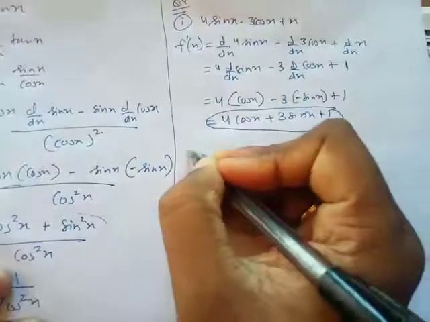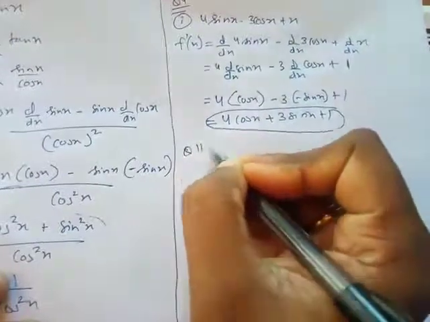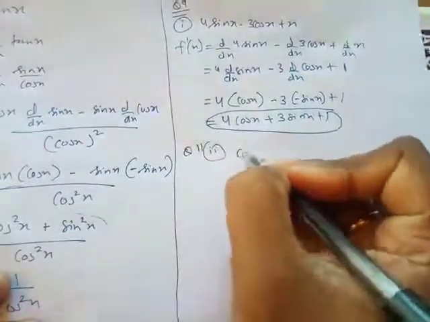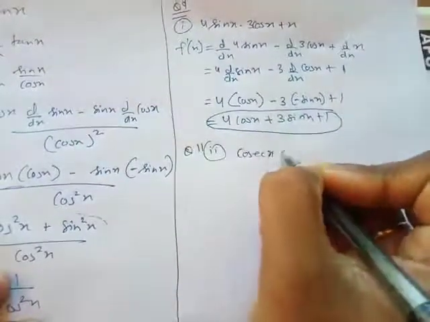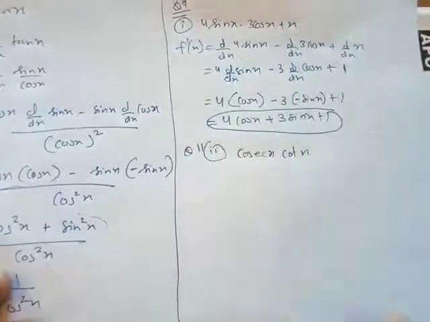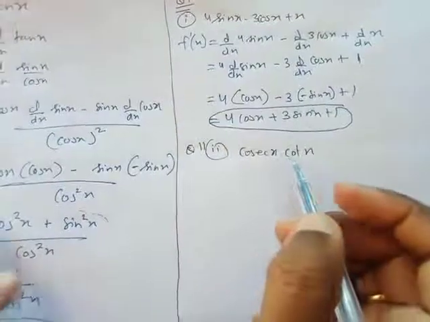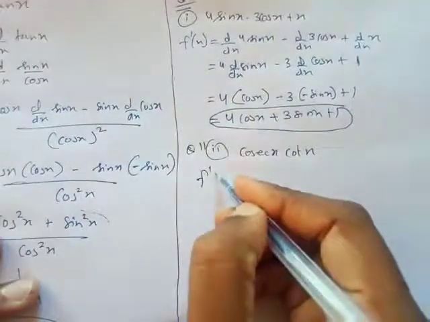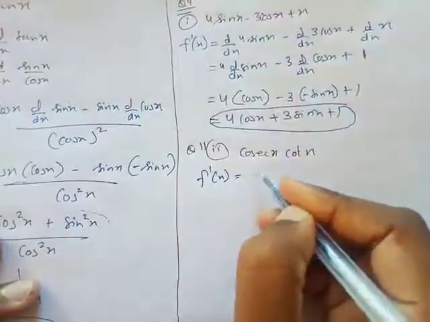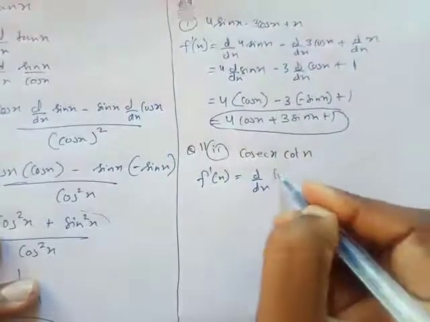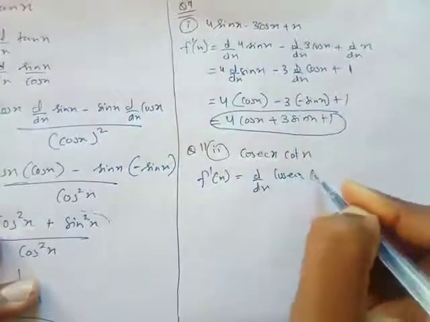We'll do a question on multiplication. Question number 11, second part. It says cos x cot x. So this is a question on multiplication, and I have to find the derivative of this function, that is d by dx of cosec x and cot x.